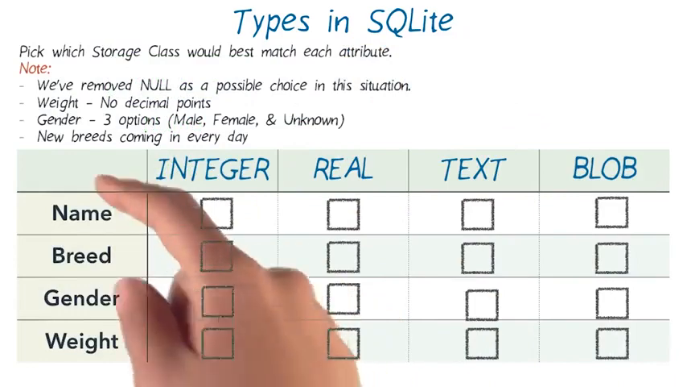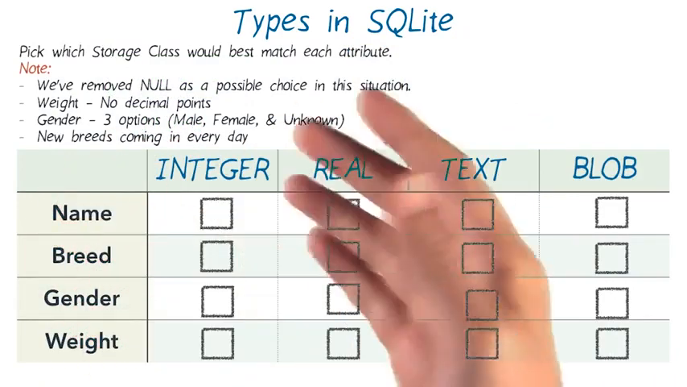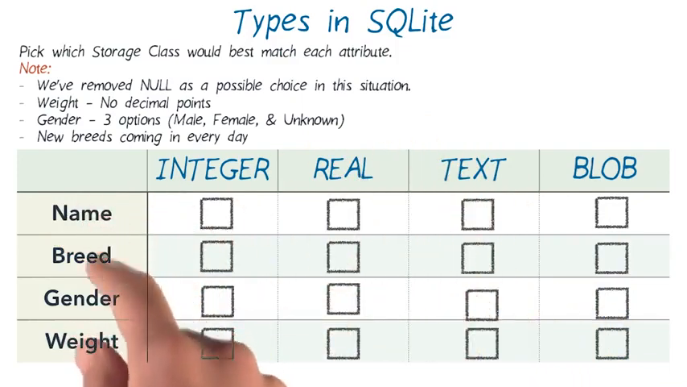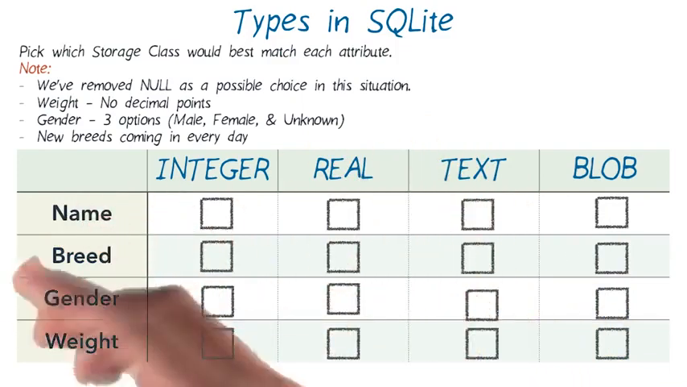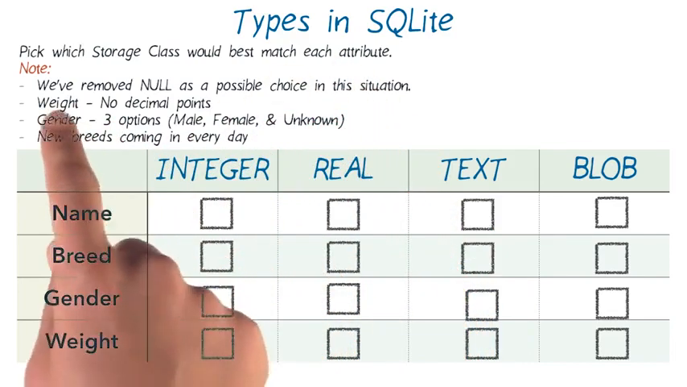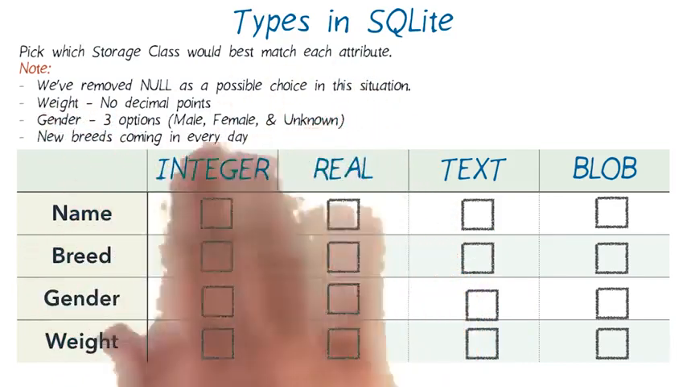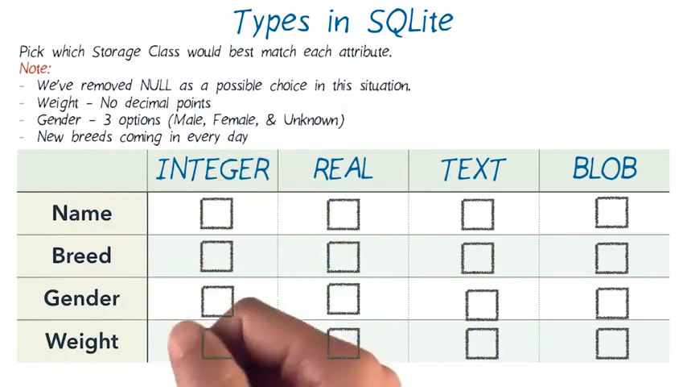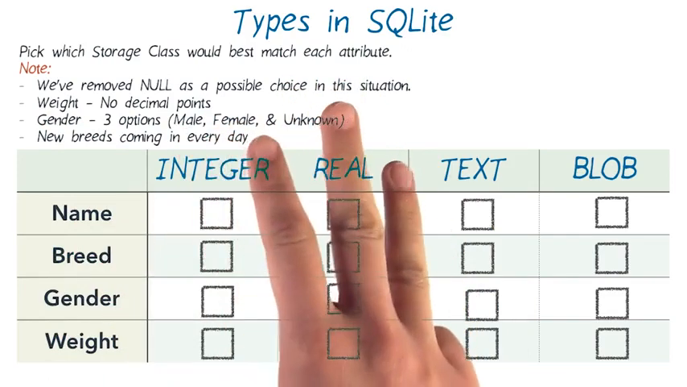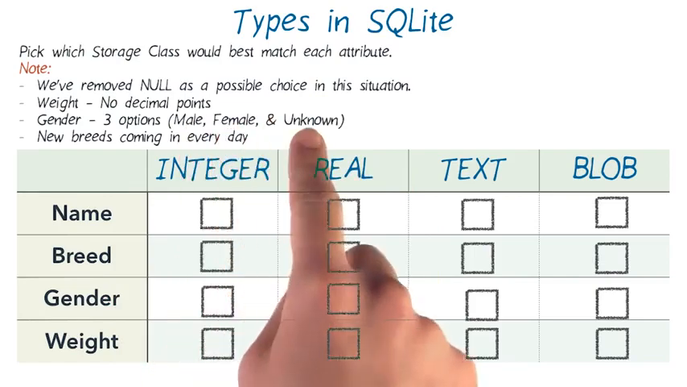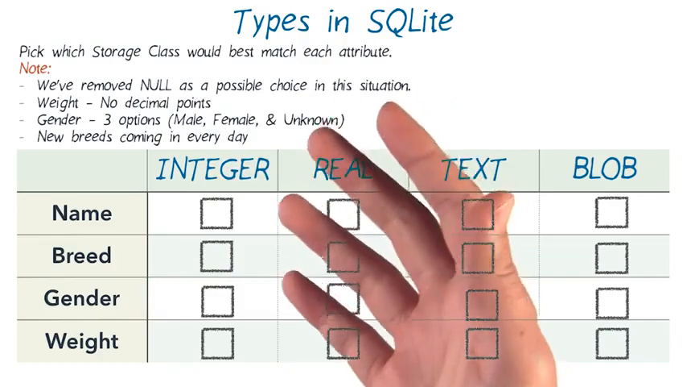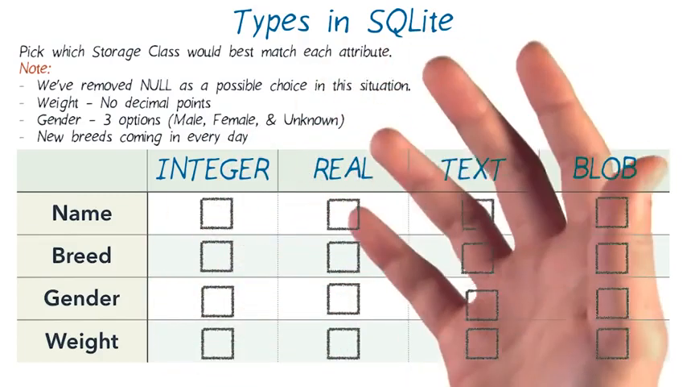Alright, so here's your chance to practice this out. I've listed the column names from the pets table, and I'd like you to choose which of these storage types would be a best fit for each of these attributes. So there are a couple of things to note here. First off, for weight, we're going to simplify things and not be including the decimal point. Next, for gender, we're going to have 3 gender options, so male, female, and unknown. And lastly, for breeds, assume that there'll be lots of breeds, with pets of new breeds coming in every day.